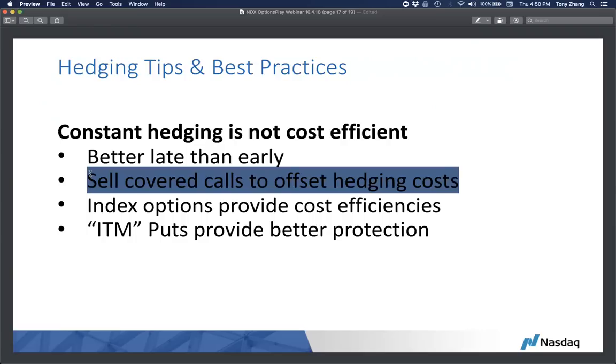And it's actually a strategy that you should consider at all times, even if you're not hedging. Sell covered calls, generate premium, because that premium really can help offset the cost of the time when you do need to hedge your portfolio.